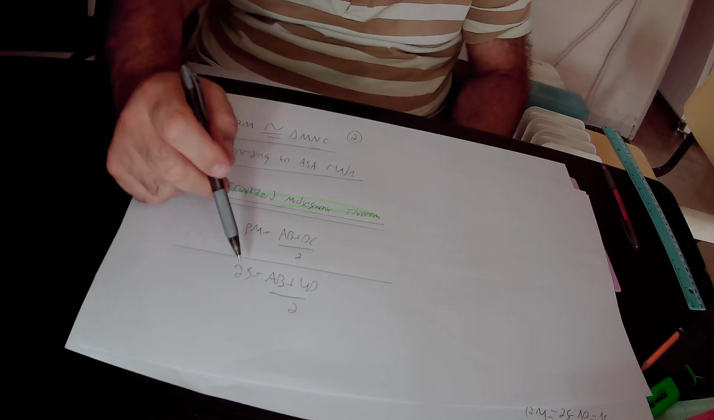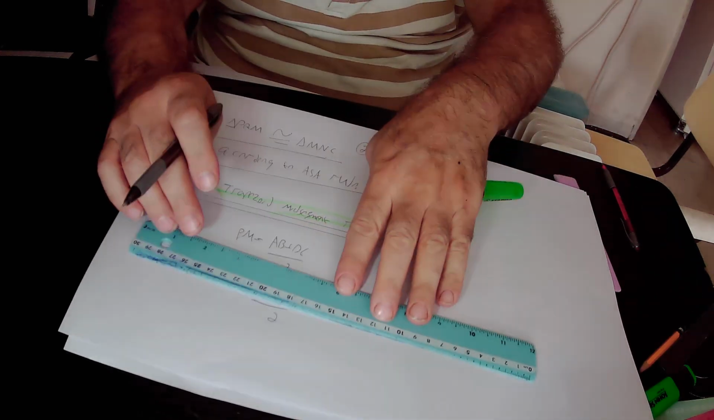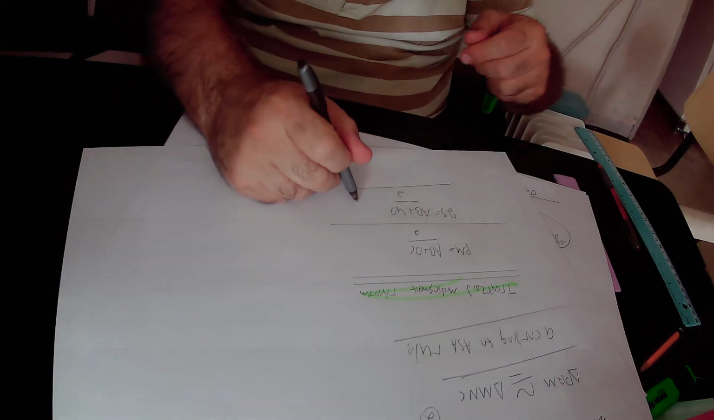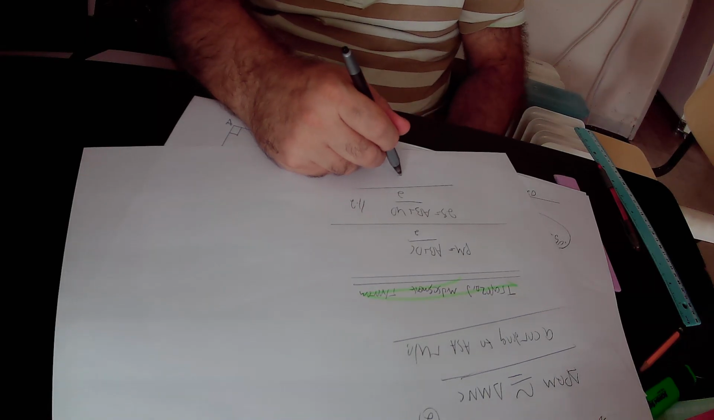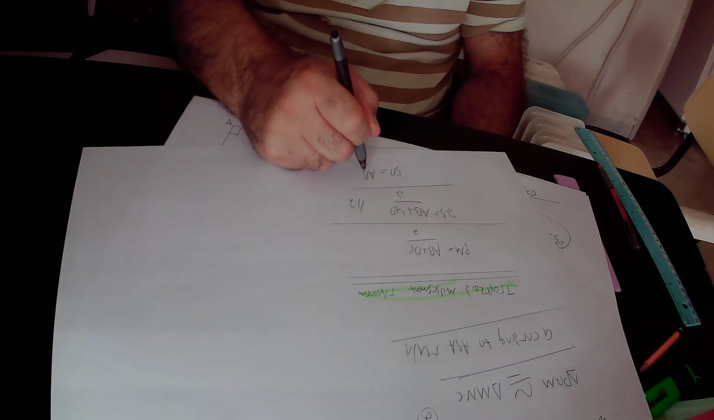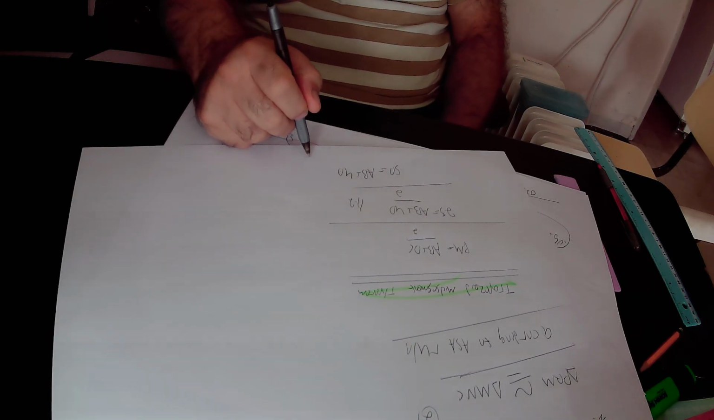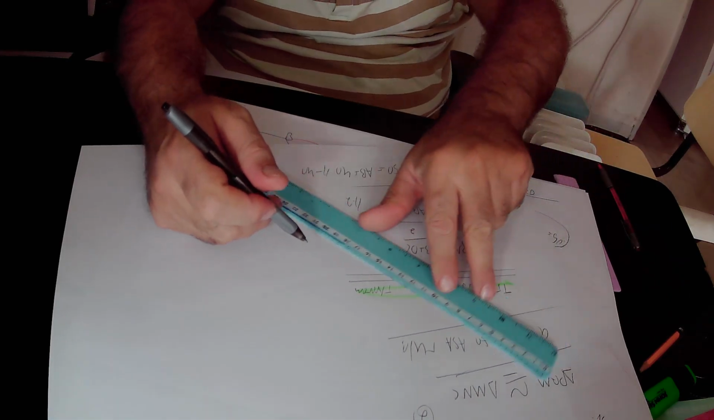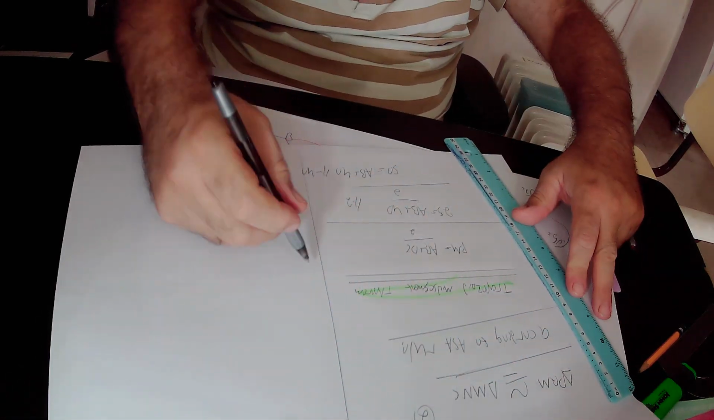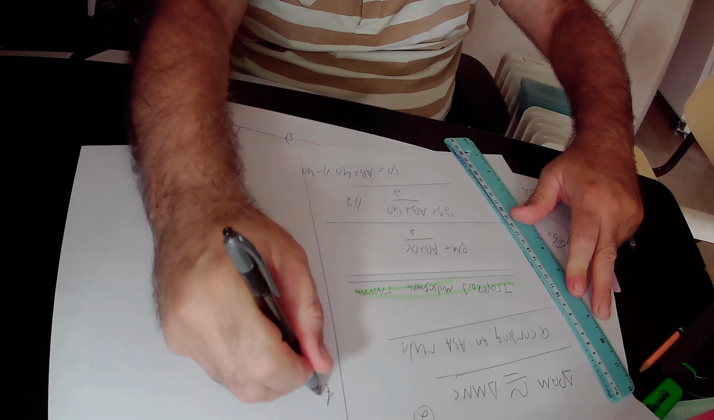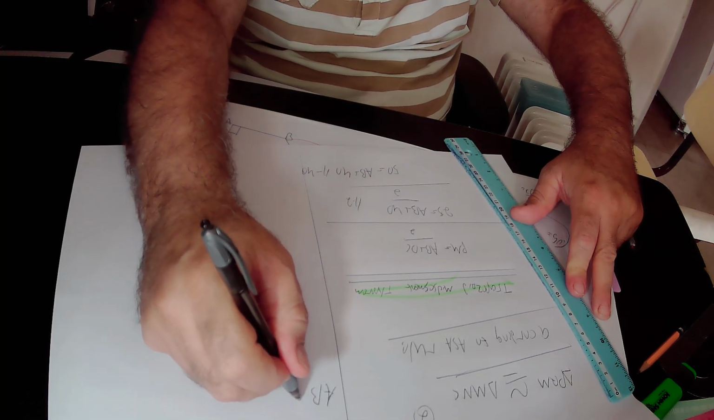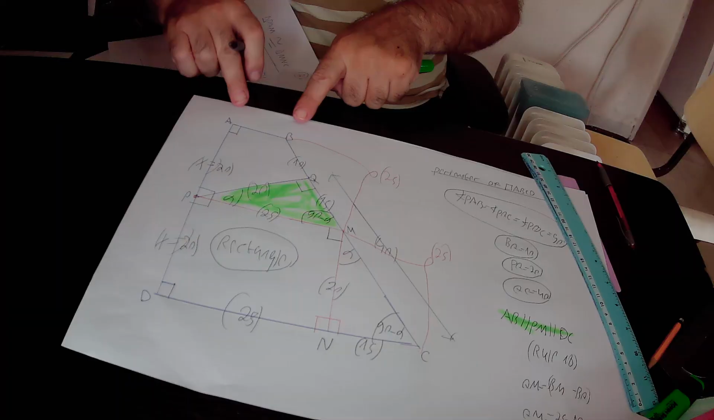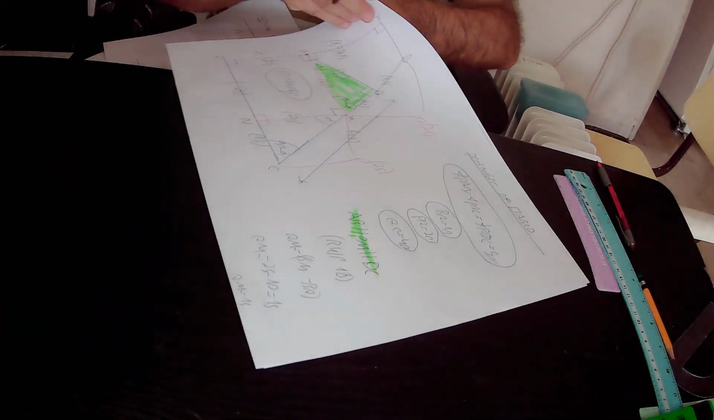Here we multiply this equation by 2, and finally we get that 25 times 2 is 50, so 50 equals AB plus 40. Here we subtract 40 from both sides, and we get that the missing side AB is equal to 50 minus 40, which is 10, so AB equals 10 units in length. This is the missing side AB, equal to 10 units in length.